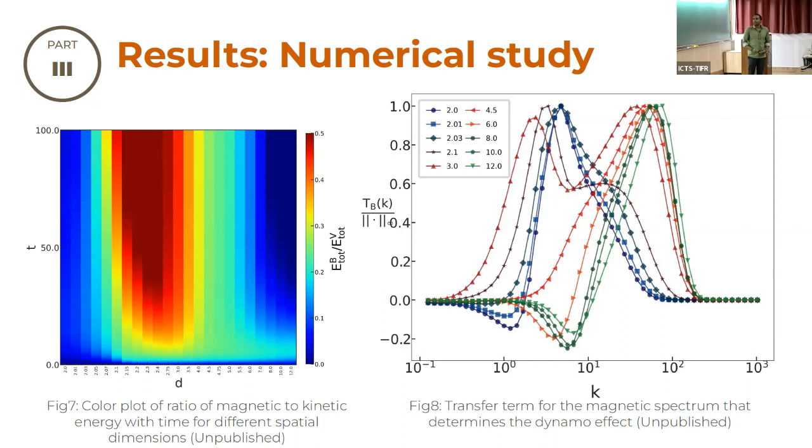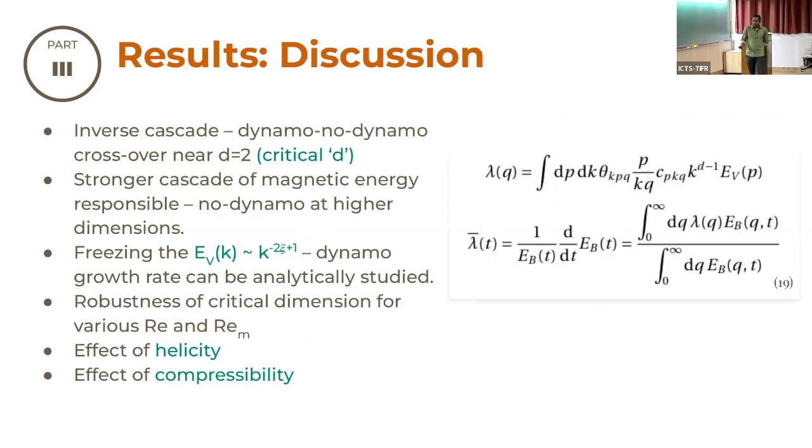The reason here can be understood by looking at the transfer term, which is responsible for the growth of the magnetic energy spectrum. As you can see, the blue and the green, which are for d close to 2 and for higher dimensions, have a negative transfer, which is removing energy from the spectrum, whereas the dimensions where the dynamo exists have a positive transfer spectrum, and we can understand why that happens for d equal to 2.